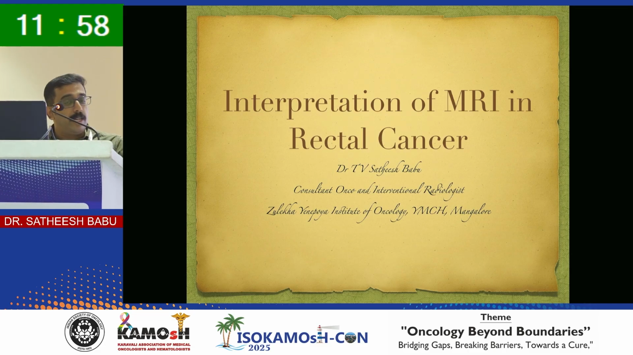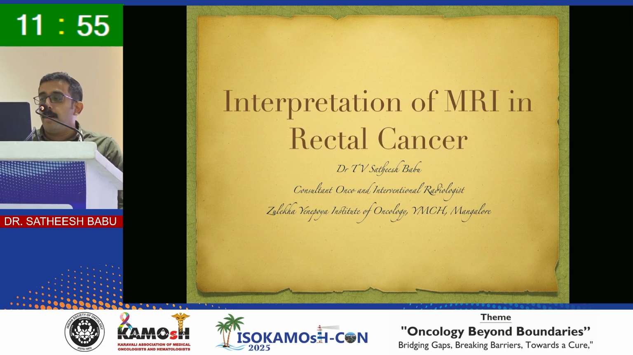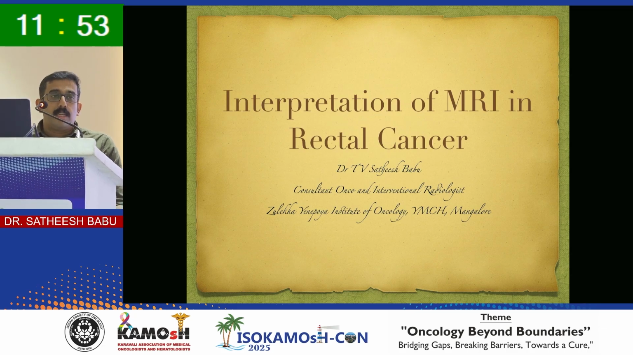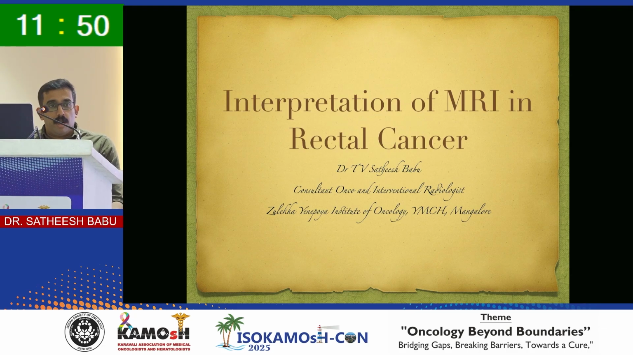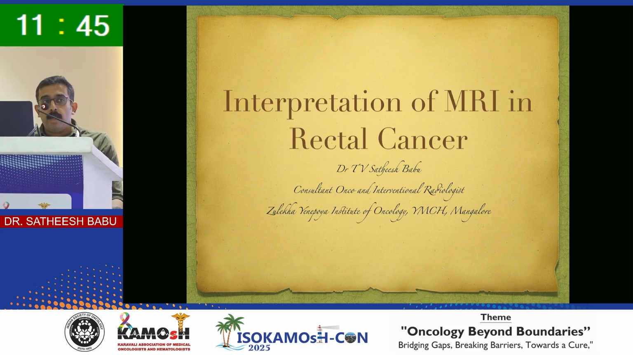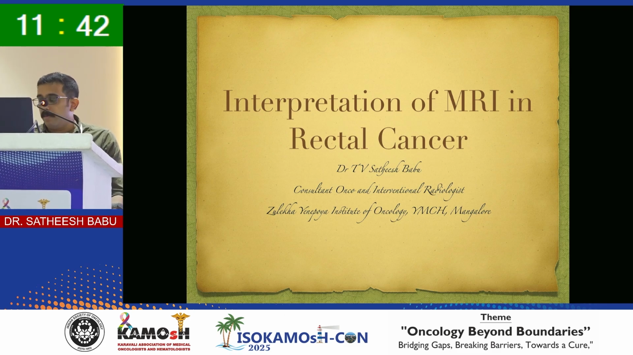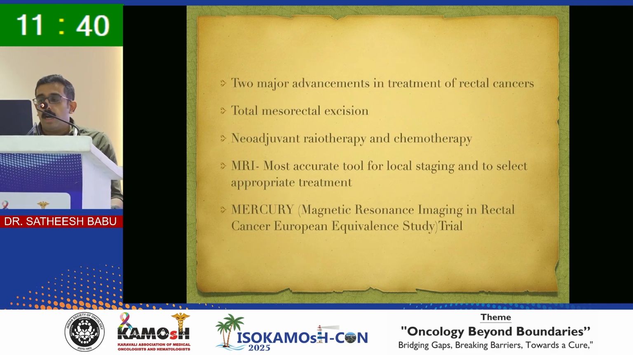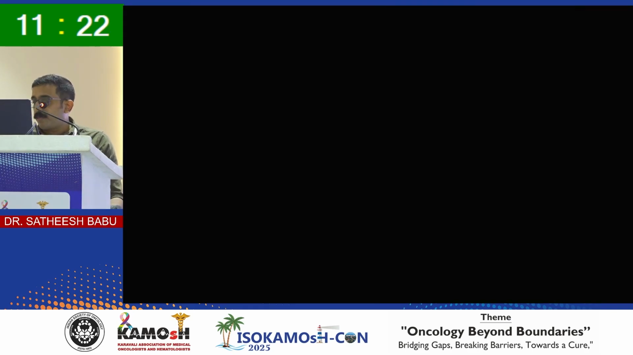So my topic is on interpretation. By the end of this section, those who are sitting in this hall should be able to interpret basic MRI. I will not be going into the radiological jargon, so it will be very simple. As you know, MRI was validated as an investigation of choice following the Mercury trial. There is Mercury trial 1 and Mercury trial 2. One is for the upper and mid, and 2 is for the lower rectum and anal canal.